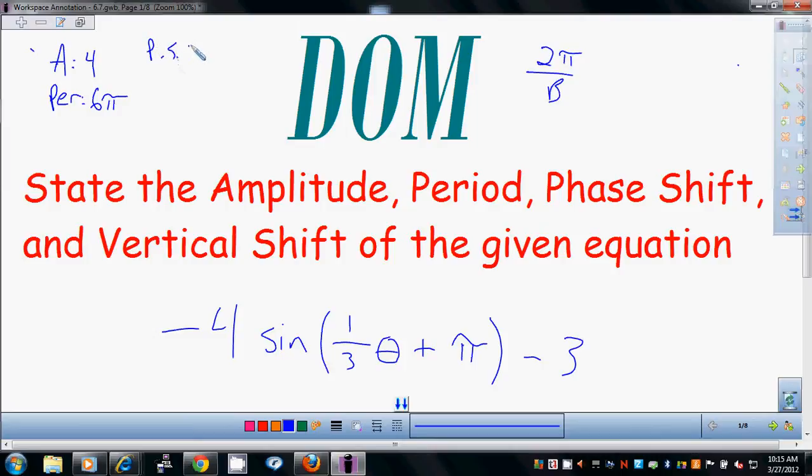Phase shift. Who can tell me the formula for phase shift? Negative c over b. Well, I think it was actually just c over b. Just remember. So that's negative pi over 1/3, which is negative 3 pi. Vertical shifts. Negative 3. You are going to be required to know those things on the next test. You always take the opposite of the sign. So because that's positive, the phase shift was negative, and it's just c over b.